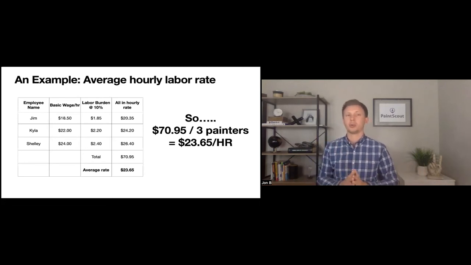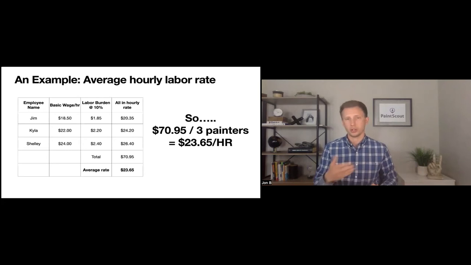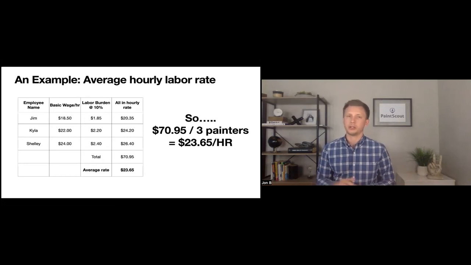Then we're going to add everyone's all-in hourly rate together, and divide that by the number of staff, which in this case is 3. So in this example, all of the rates added together is $70.95. There's 3 painters, so it's an average hourly rate of $23.65. A couple of assumptions there: that each individual employee is working the same amount of time, or roughly the same amount of time. That is important.